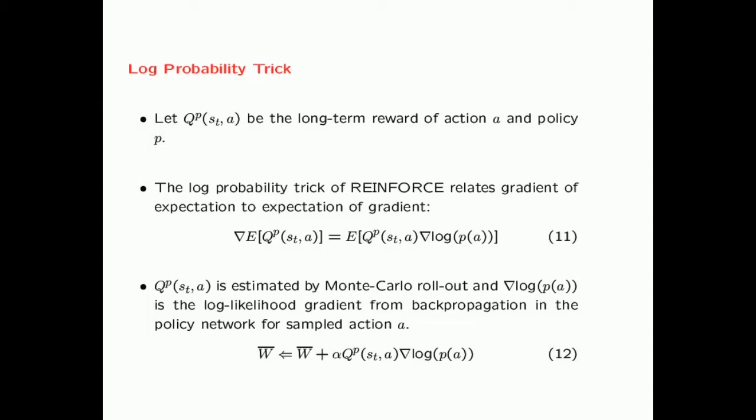So let's look at how this is done. This is the key trick that is used in policy gradients, which is called the log probability trick. It was proposed in the original REINFORCE algorithm. So let's say that at a particular state, s_t, an agent has made a particular action. For example, in an Atari game, there will be the state of the video game, and you might have picked the action up, and you get a certain long-term reward, Q(s_t, a_t), which you estimate using Monte Carlo simulation.